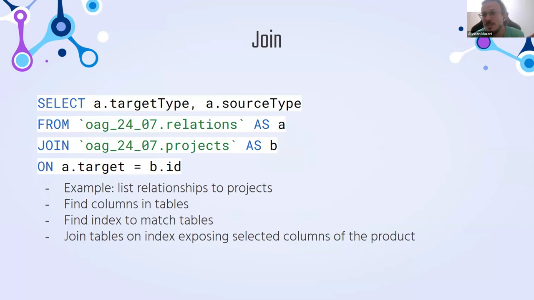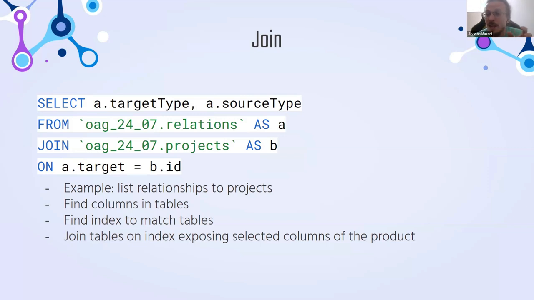Let's say I want just to investigate how the projects relate to other things in OpenAIRE's BigQuery. So I'm joining table relations to table projects, and I want to see the type of relation, the type of source, and the type to which it is connected. So I use this select, where I select the columns of the resulting table, which could be columns from either table. I use the join and I use the on to provide the index that will make the rows match, like I said.